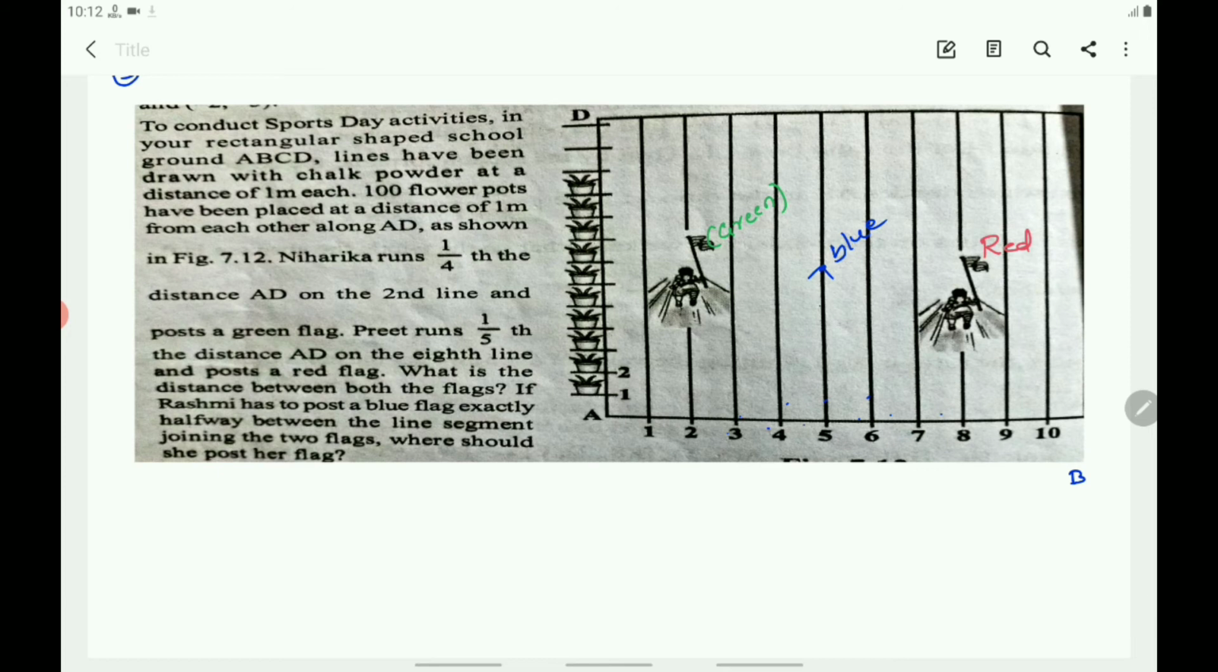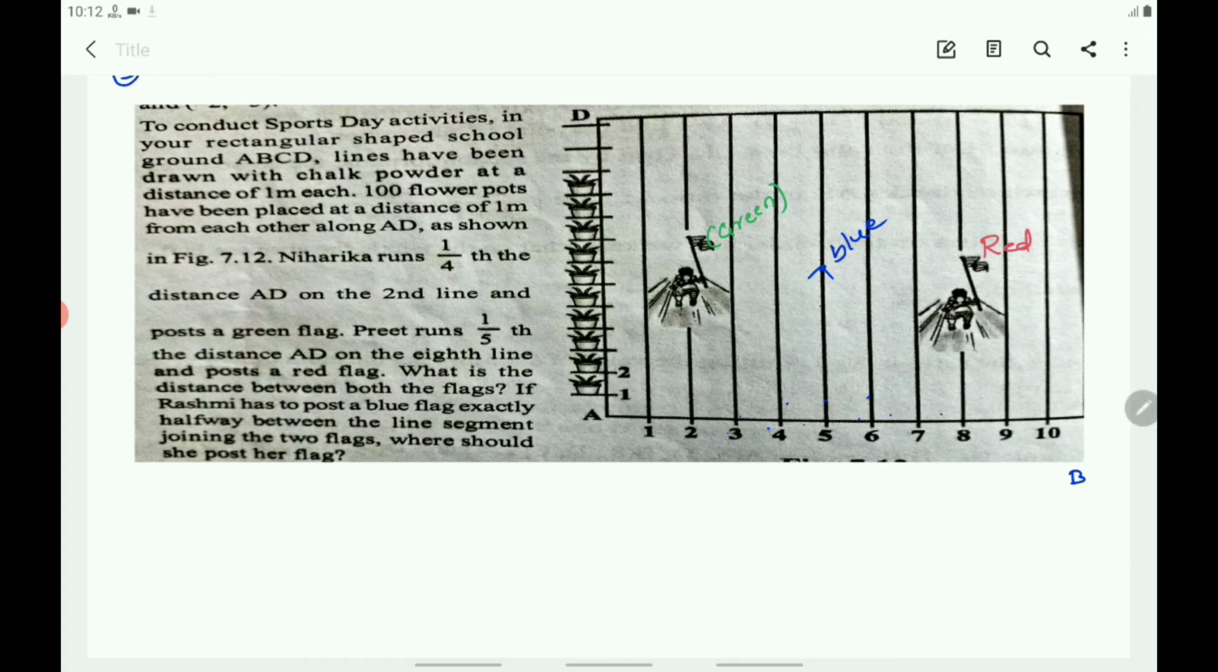What is the distance between both the flags? If Rashmi has to post a blue flag exactly halfway between the line segment joining the two flags, where should she post her flag? Here two flags are there, green and red, and the green flag is on the second line and at a distance of 1 by 4 of the distance AD. Here AD equals 100, so 1 by 4 means 100 by 4 equals 25.